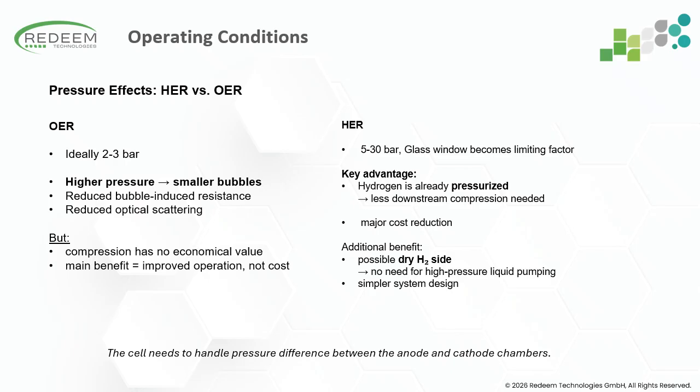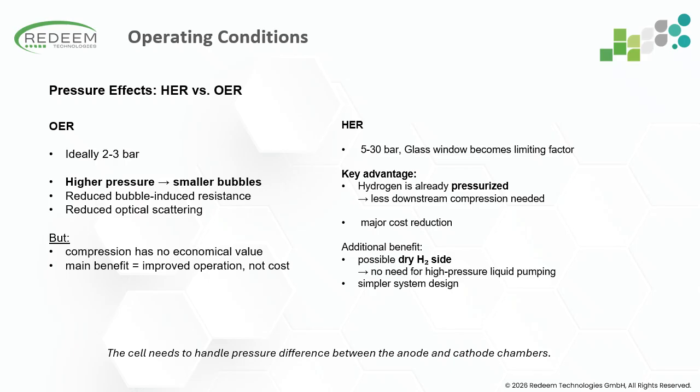So here, pressures between roughly 5 and 30 bars are commonly considered because the hydrogen is produced already pressurized, and that significantly reduces the energy required for downstream gas compression, which is one of the major operating costs in hydrogen production and can be directly seen in the price of the hydrogen. Another attractive possibility is operating with a tri-hydrogen compartment, because this simplifies the gas handling and reduces the need for high pressure liquid pumping on the catholyte.